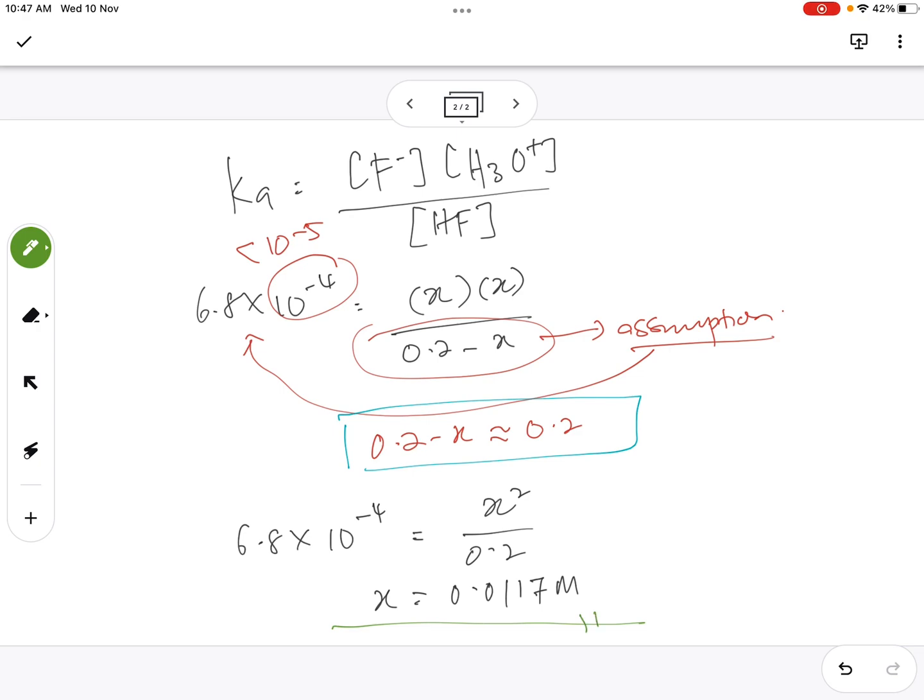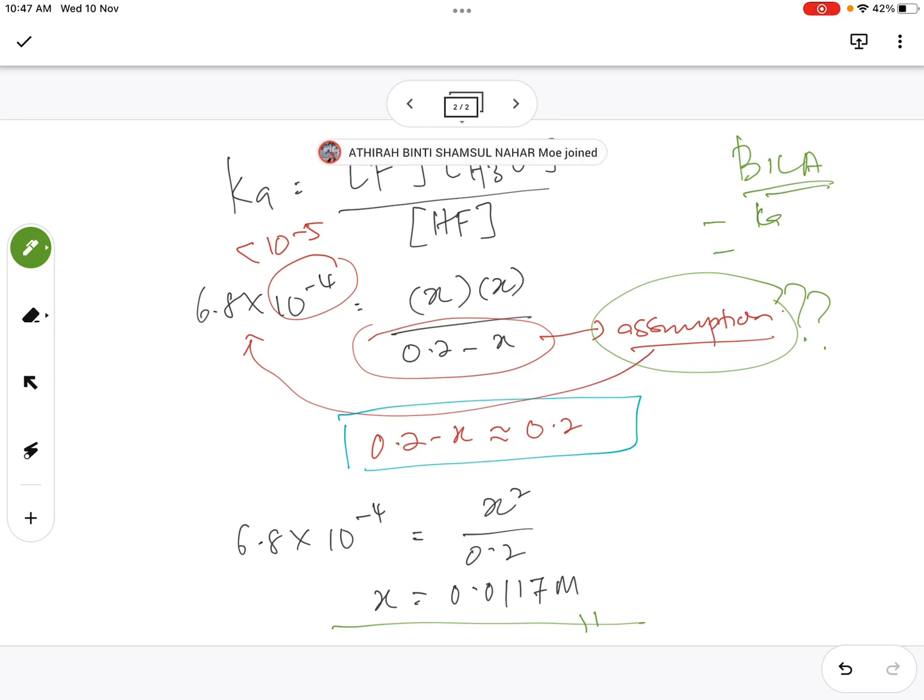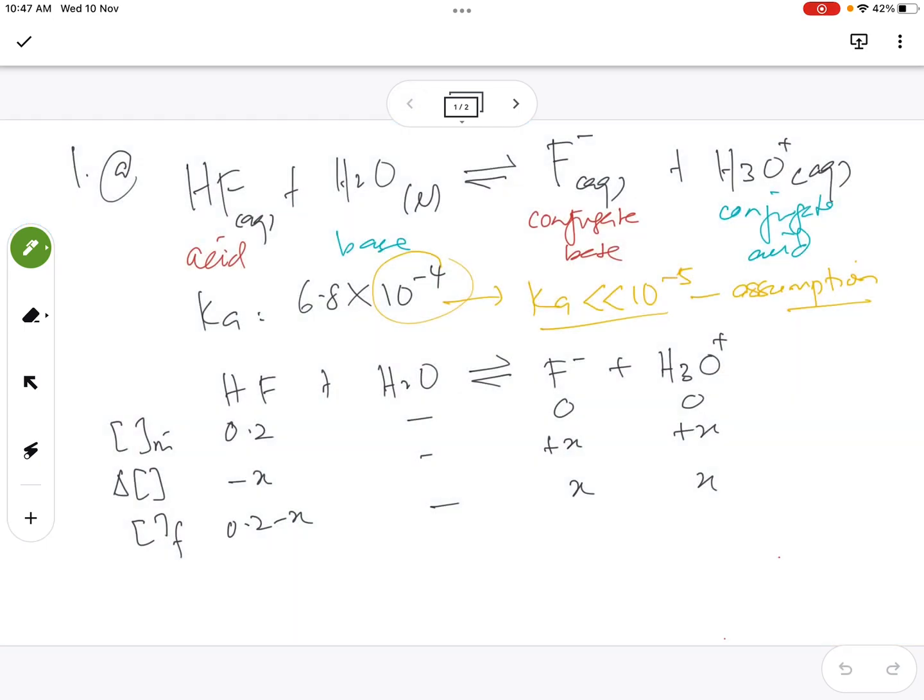Got it. Okay, now the question always is, why do we do this assumption, or when can we do it? There are 2 conditions. First, your Ka. Oh, sorry. Oh, cannot do the assumption. Sorry. Okay, alright, this is incorrect. Sorry, because the Ka is not small, it's bigger than 10 to the power negative 5. So the assumption cannot be done.